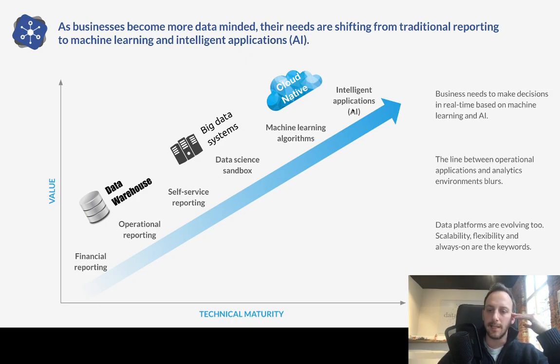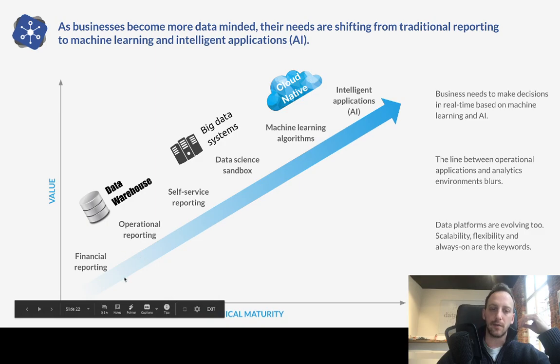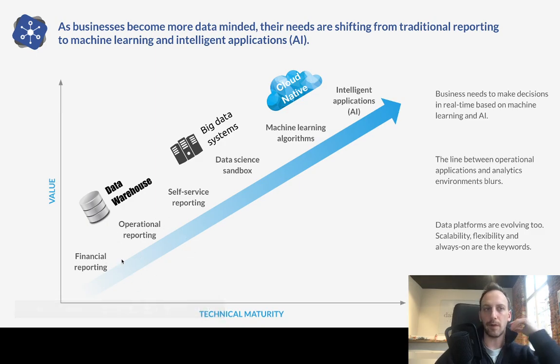So it's a bit easy to put it on one chart like this and show that one is better than the other. That's not true. It is true that data warehouses were mainly built to solve these kinds of issues like financial and operational reporting, while cloud native systems can go much broader than that.